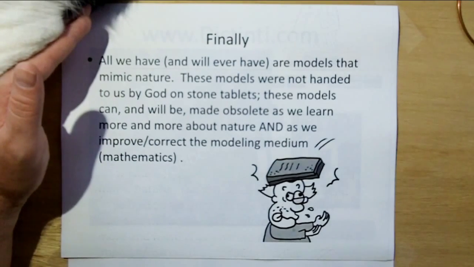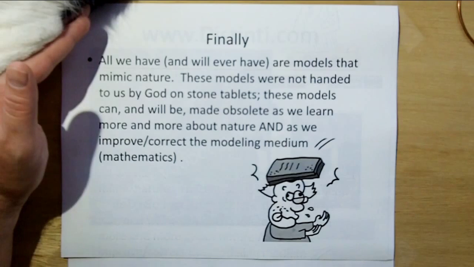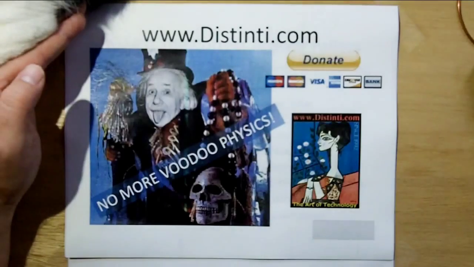Okay, finally, all that we have and will ever have are models that mimic nature. These models were not handed to us by God on stone tablets. These models can and will be made obsolete as we learn more and more about nature, and as we improve and correct the modeling medium, mathematics. Mathematics isn't perfect either. Thank you very much.